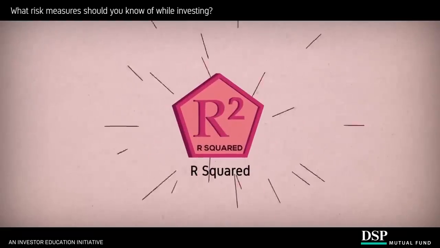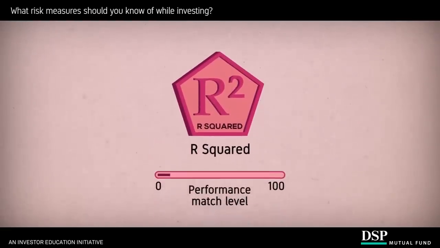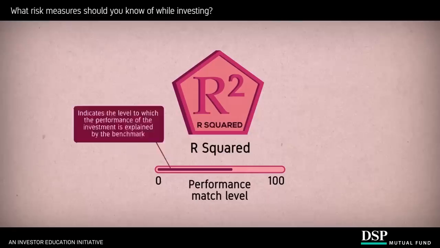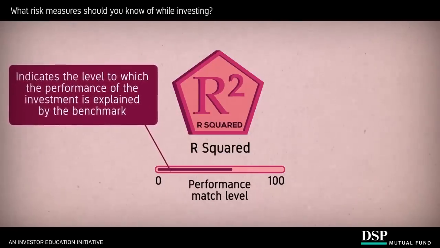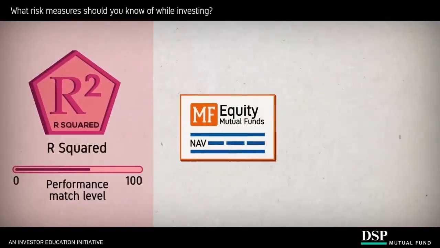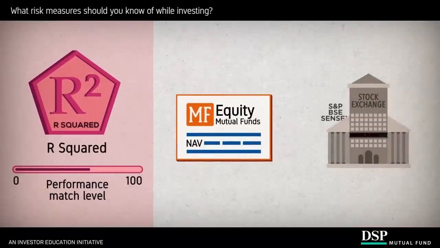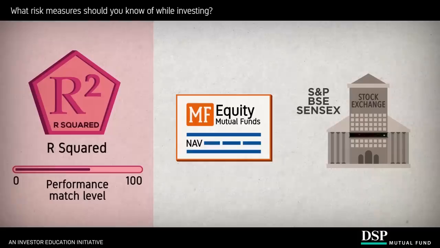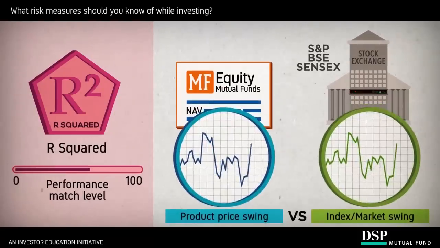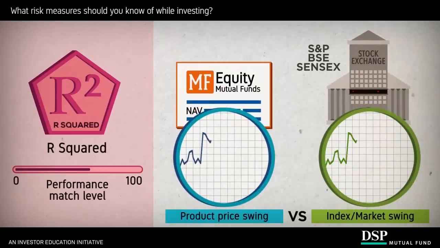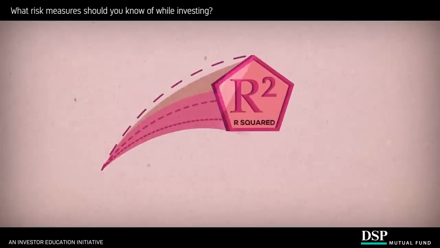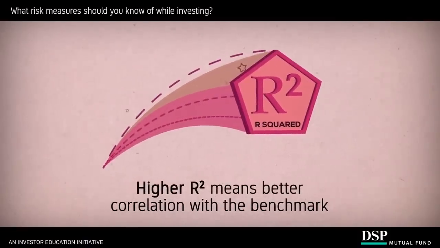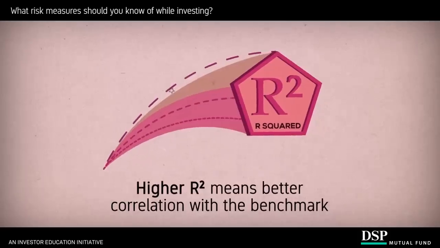Another common risk measure is R-squared. It is measured on a range of 0 to 100 and indicates the level to which the performance of the investment can be explained by the movements of the benchmark. For example, if an equity mutual fund whose benchmark is the S&P BSE Sensex shows an R-squared of 100, it is perfectly aligned to the performance of the Sensex, making the fund's performance an identical twin of the benchmark and perfectly explainable by movements in it. To conclude, higher R-squared values mean better correlated performance with the investment's benchmark.